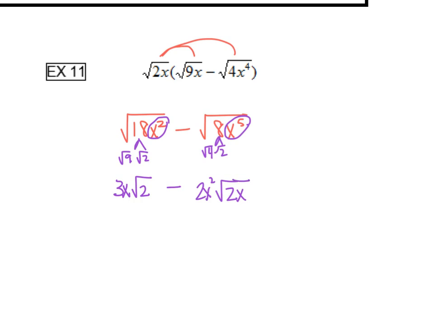So do we have like terms? Here's a square root of 2. This is a square root of 2, but that also has an x. So that means those are not like terms. So this is our final answer.